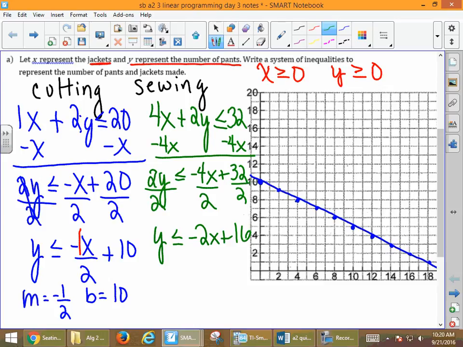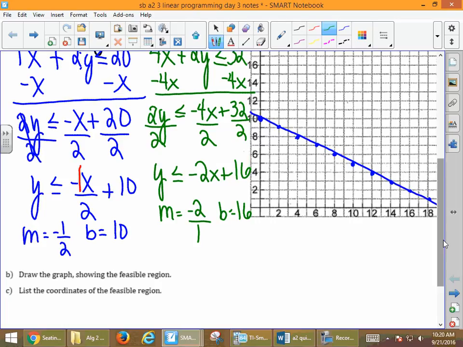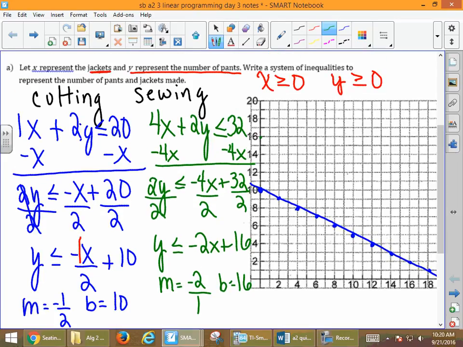Which means that the slope of our line is negative 2 over 1. Remember, slope is rise over run. Our y-intercept is 16. And let's graph this constraint while it's fresh in our mind. So here's 16. And our slope is down 2 over 1, down 2 over 1, and so on. Again, use your rulers. And there's our second constraint.